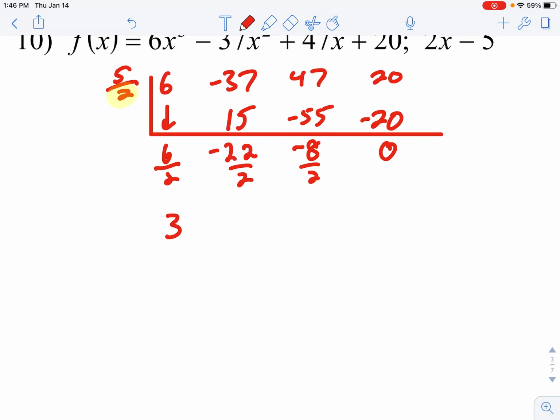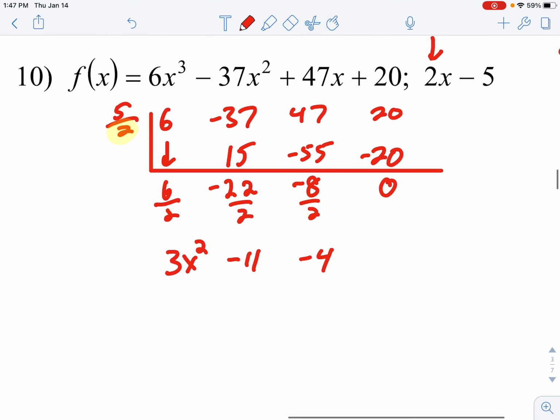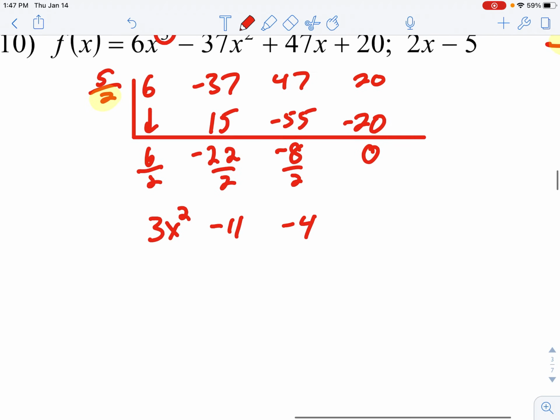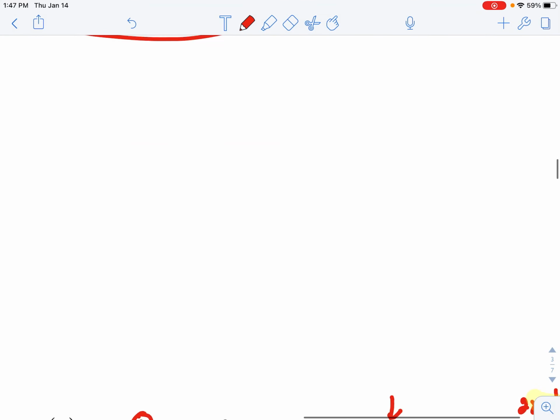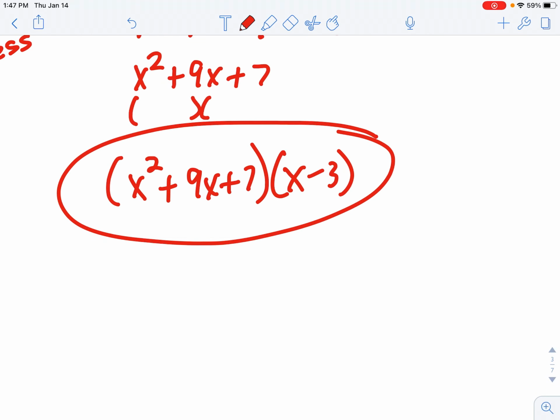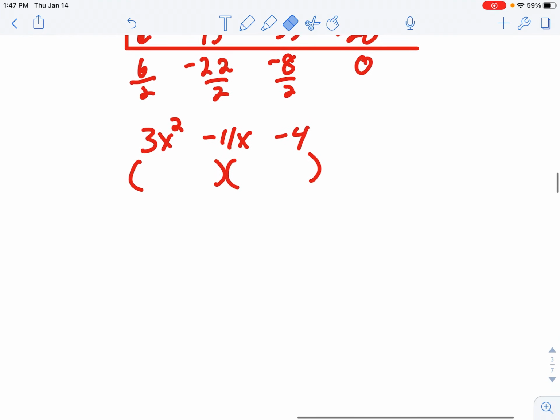So you get 3, negative 11, negative 4. So call this 3x squared, right? Our original power was 3. 3x squared minus 11x minus 4. And now we need to factor this out, if we can. So in the last problem, I tried to factor this, and I couldn't. So we're pretty much done. Let's see if this one factors.